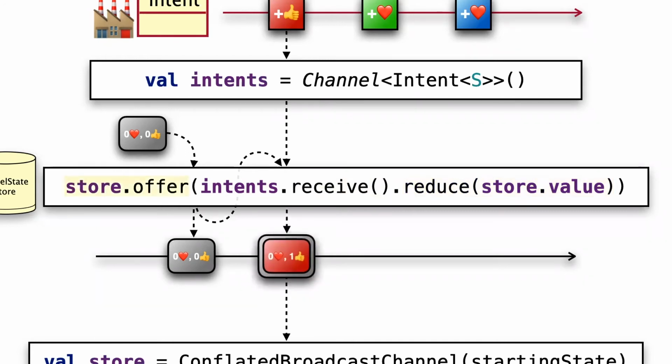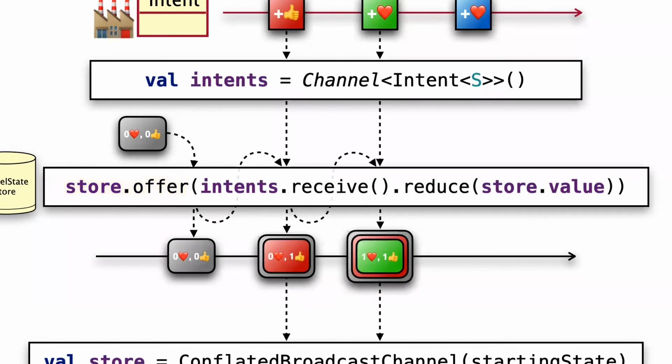This new state is going to be offered up on the store channel. By doing this, anybody that is subscribed to the store channel will get the updated version of the model. In this case, we got one more thumbs up. We keep doing this over and over again, and that is how state evolves in our reactive system.